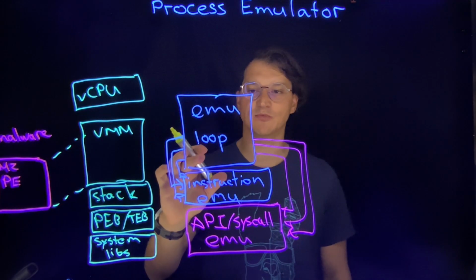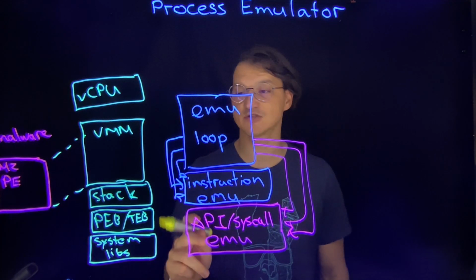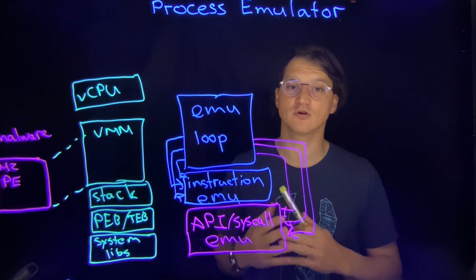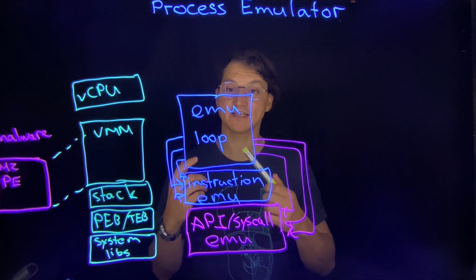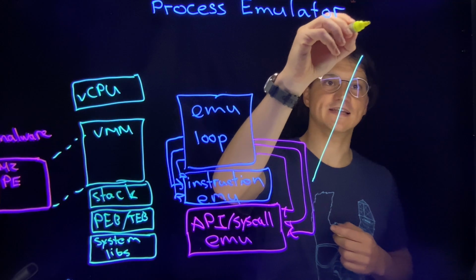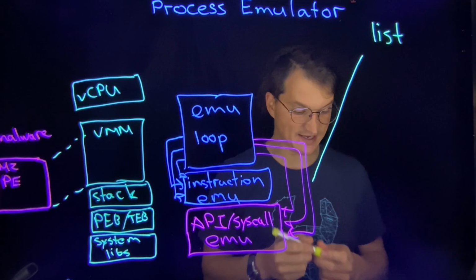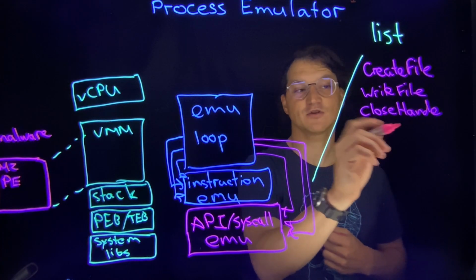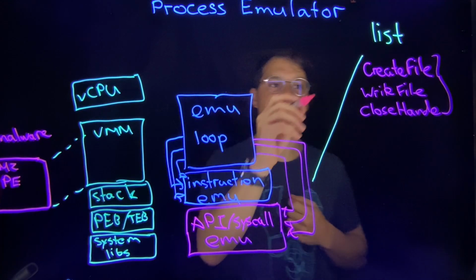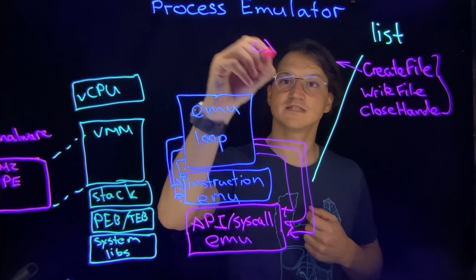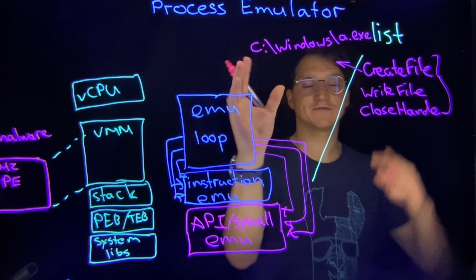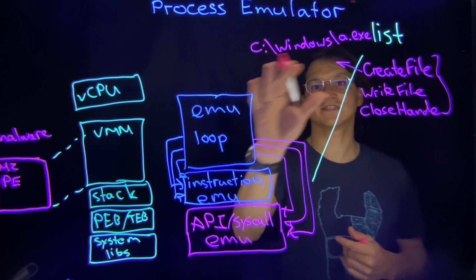Here's again our simplified emulation loop with instruction emulation, API, and syscall emulation. What other capabilities does this new process emulation give us beyond unpacking or emulation of polymorphic layers? It actually gives us a lot more. When it goes through API emulations, it creates the list of emulated APIs, for example, create file, write file, close handle. So we know that this one is a file creation on a disk, and if we add the parameters there, and let's say create file uses C:\Windows\a.exe, we can recognize this behavior as a file creation inside the Windows directory.